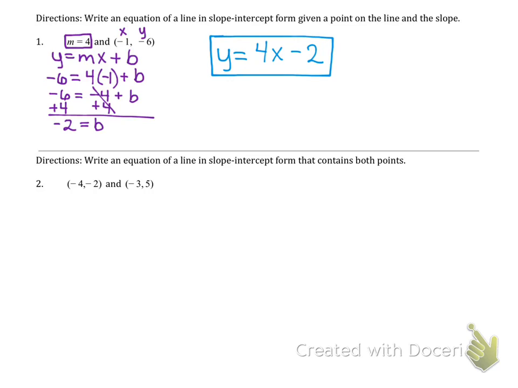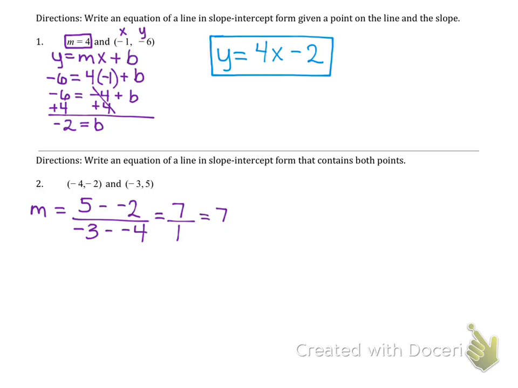Now let's try number 2. The directions state, write an equation of a line in slope-intercept form that contains both points. So the first step is to find the slope. So I'm going to do 5 minus a negative 2 over negative 3 minus a negative 4. 5 minus a negative 2 is 7, and negative 3 minus a negative 4 is a positive 1. So therefore, our slope simplifies to 7.